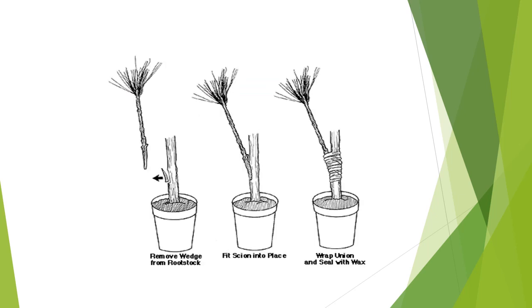See how it is being done. You remove a wedge from a rootstock here, cutting this here, and then you take a side branch, put it on this, and then tie it. So you wrap the union and seal it with wax. This is how it is done on the side of a branch.